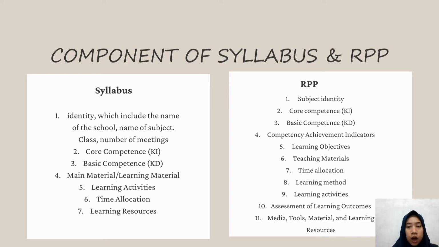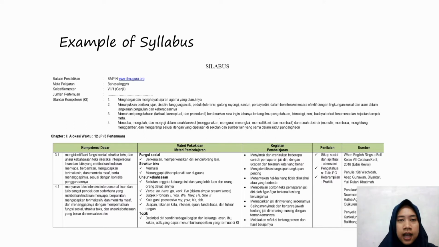And assessment of learning outcomes. This is the learning outcomes assessment procedure and instrument, which are adjusted to the competency achievement indicator and refer to the assessment standard. And the last, media, tools, material, and learning resources. This is the determination of learning resources based on core competencies, basic competencies, teaching material, learning activities, and indicators of competencies achievement. This is an example of a syllabus.